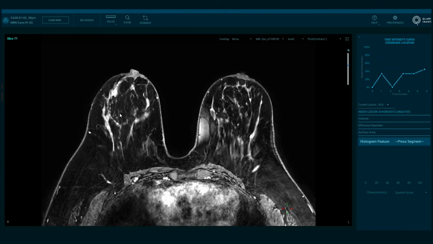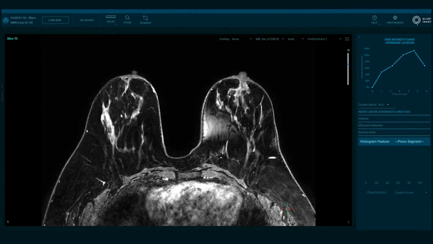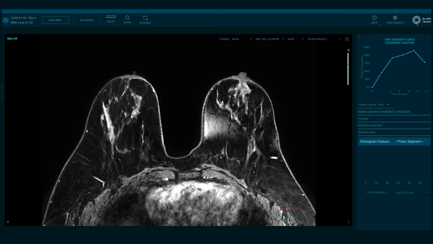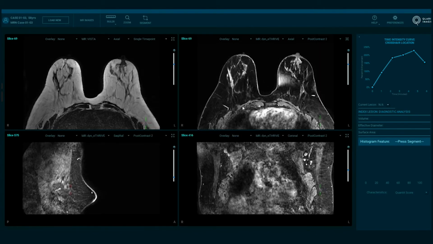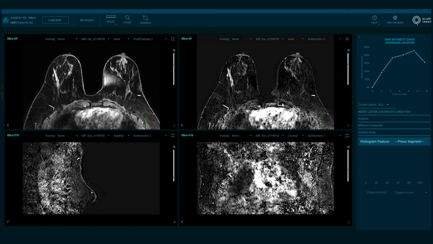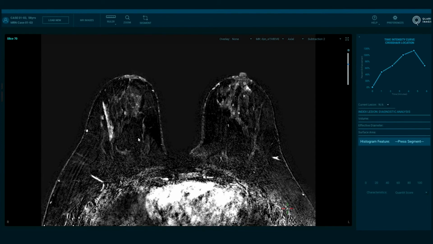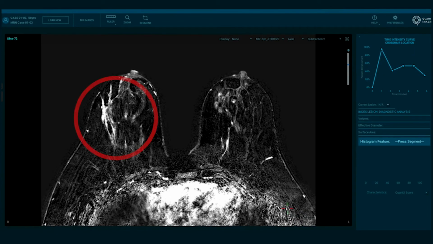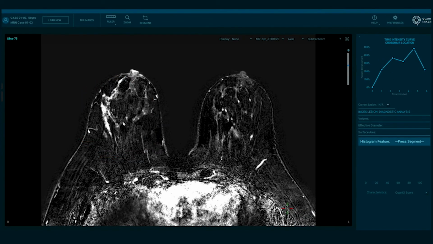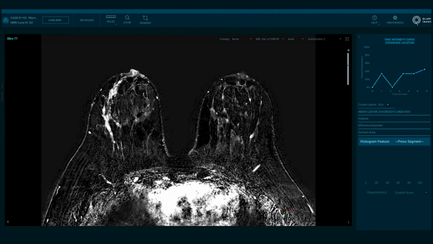and if we're concerned about non-mass enhancement versus BPE, the subtraction imaging is probably the best way of looking at this. So let's look at the subtraction images, which will be the last hanging protocol here. And we can look at the axial image full screen. Here we can see a lot of lateral non-mass enhancement, extending actually from the posterior aspect of the breast all the way to the nipple.